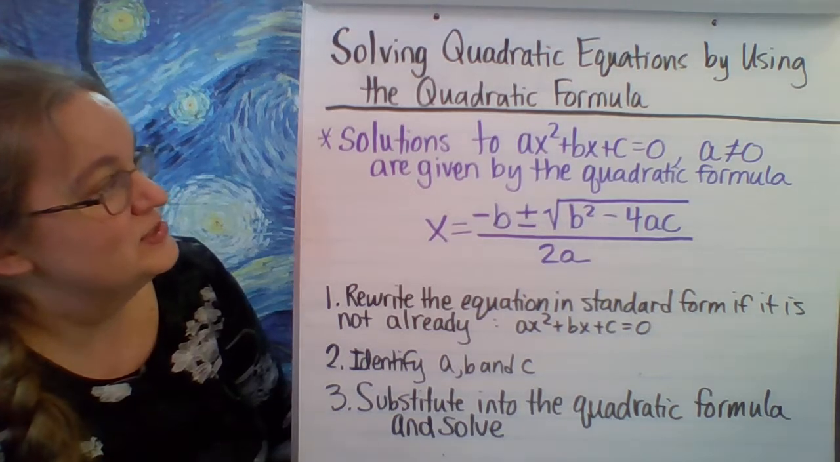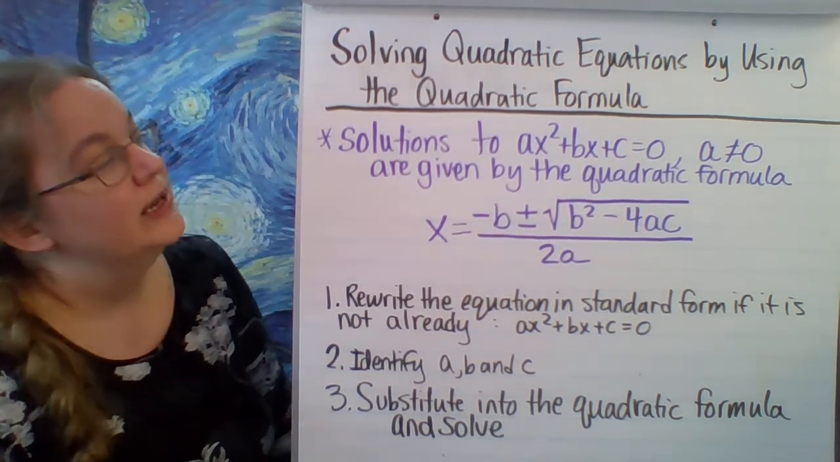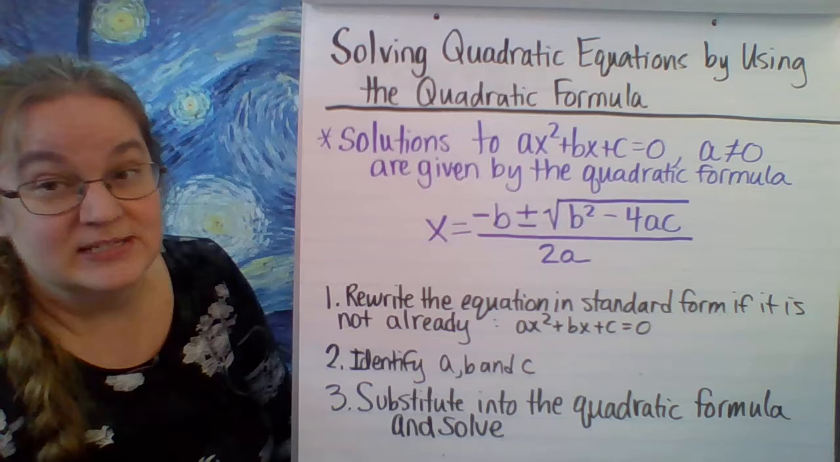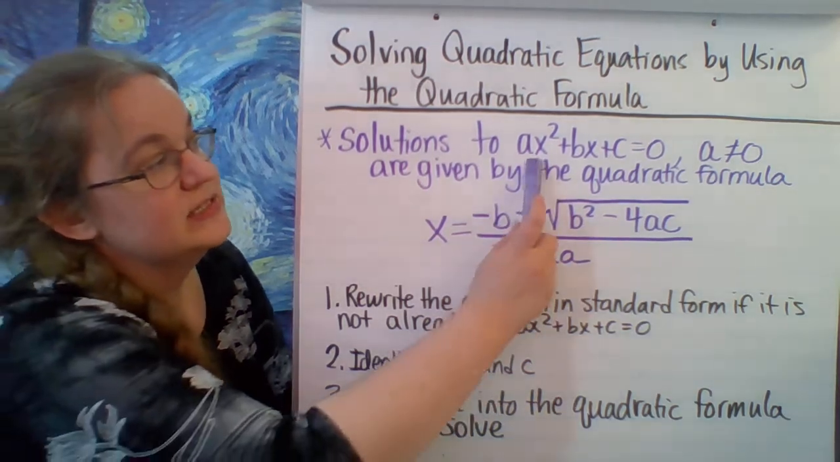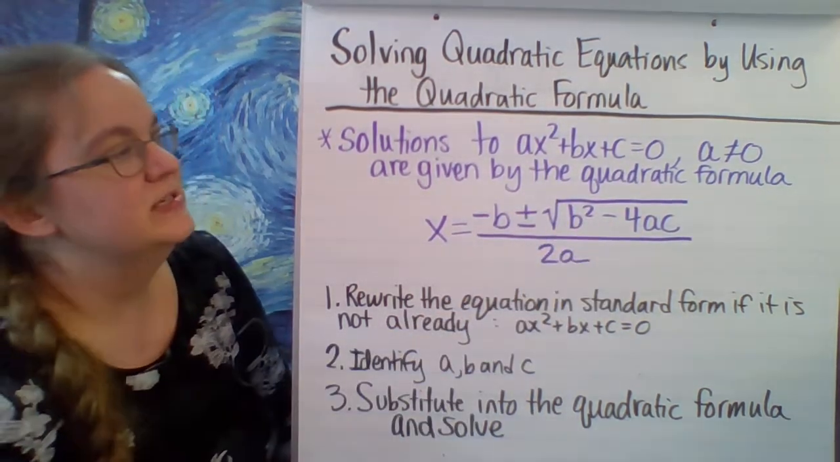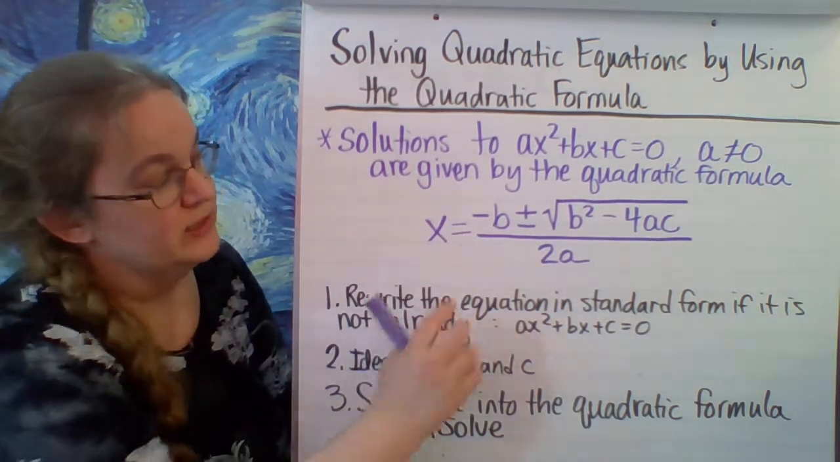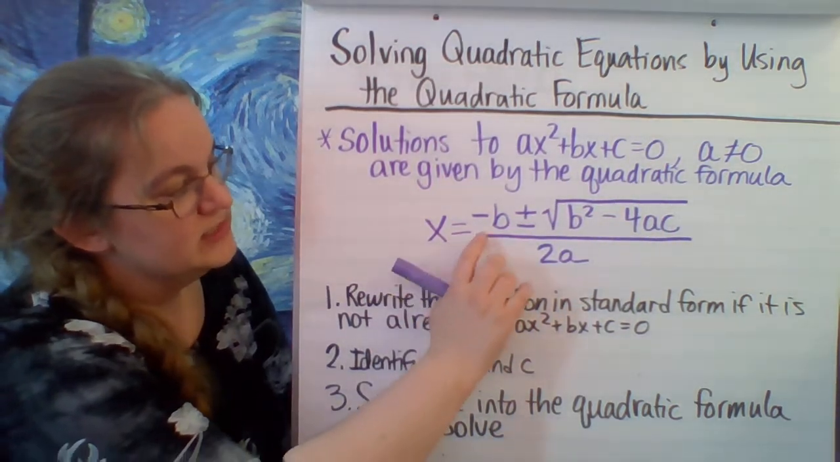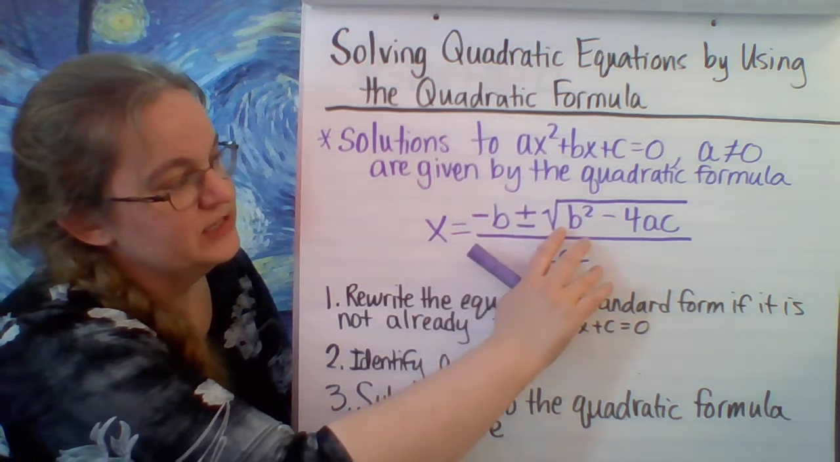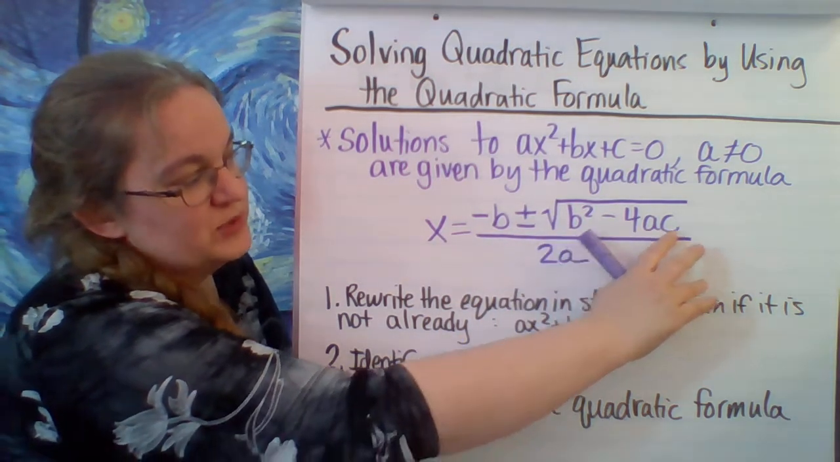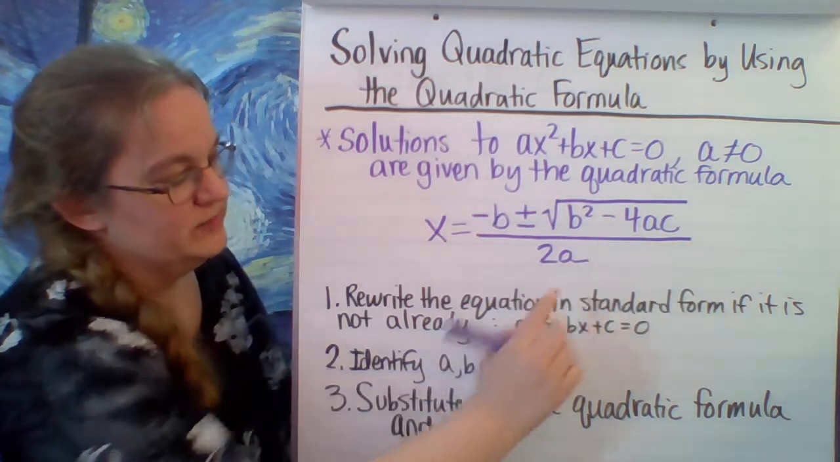All right, so solutions to ax squared plus bx plus c equals 0. This is the standard form. So when we have it in standard form and a is not equal to 0, we can use the quadratic formula. And the quadratic formula says x equals negative b plus or minus the square root of b squared minus 4ac, the whole thing divided by 2a.